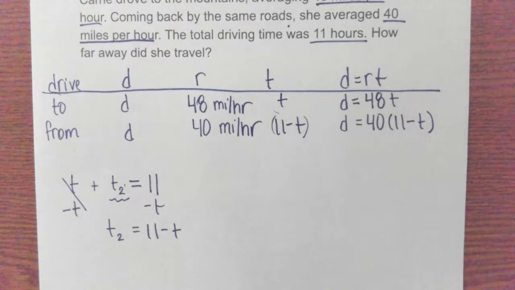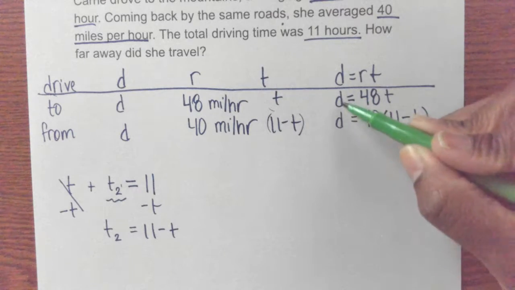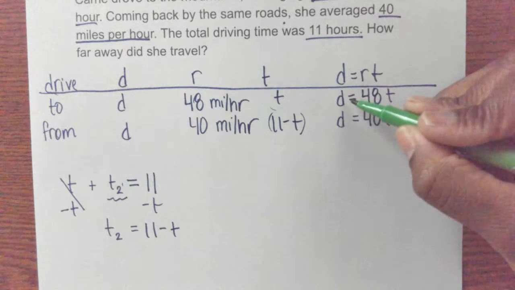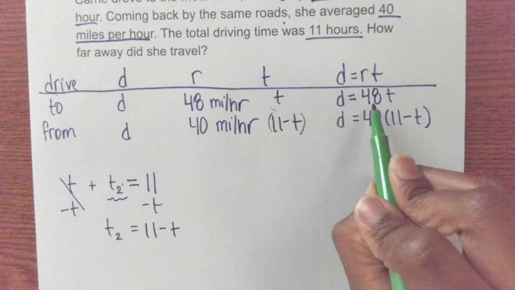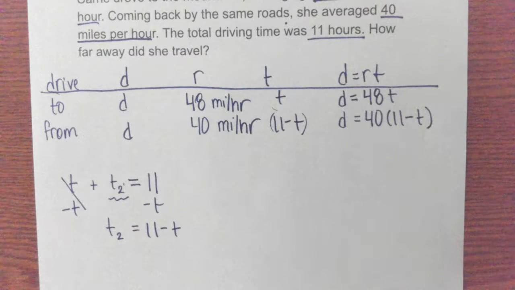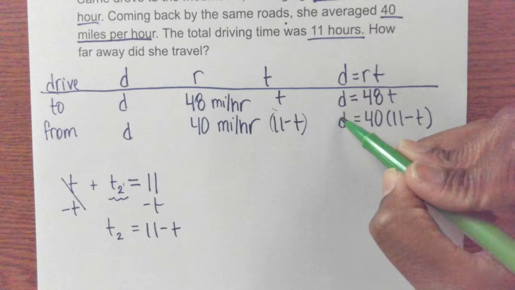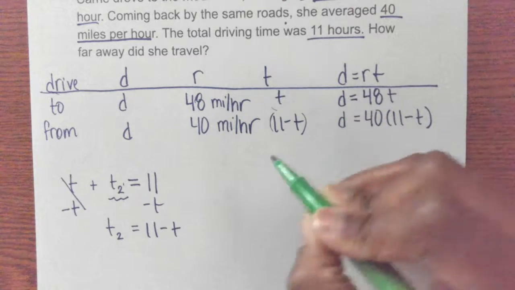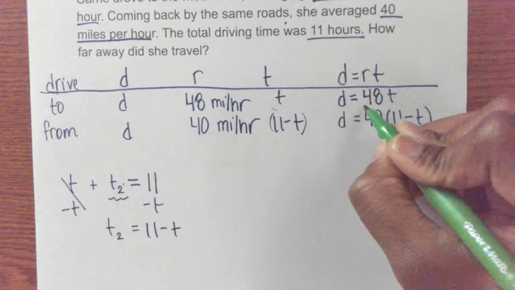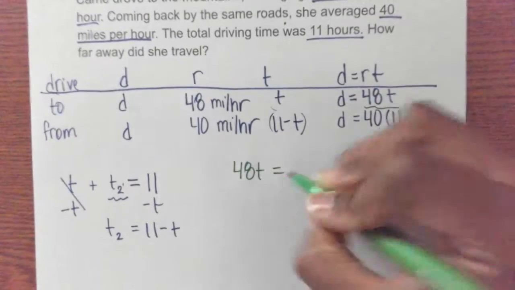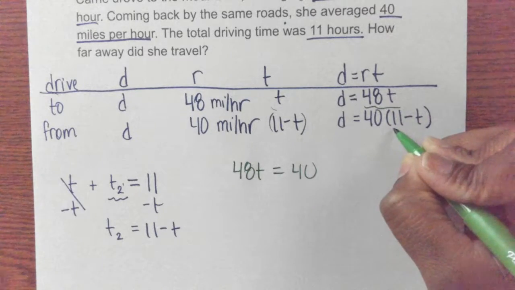So we're going to go ahead and set up our equation now that we have the information that we need. I know that these two D's here are equal. These distances are equal to each other. So this distance is equal to 48 times the time. This one is equal to 40 times 11 minus the time. But these are the same, so that means I can say that 48T is equal to 40 times 11 minus t.